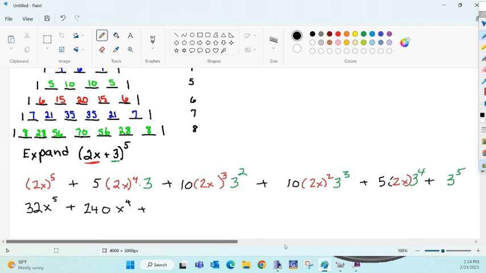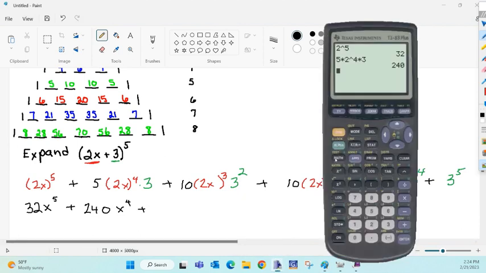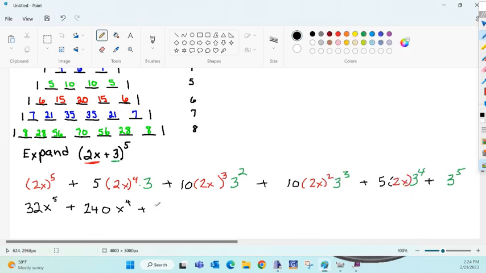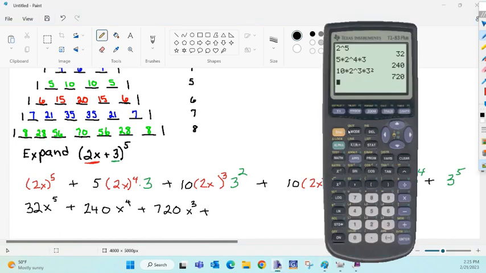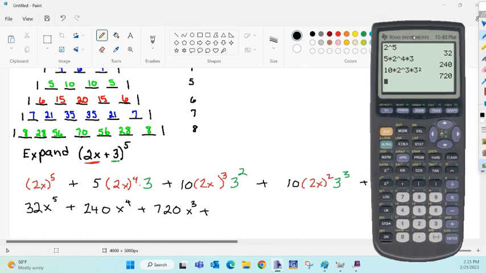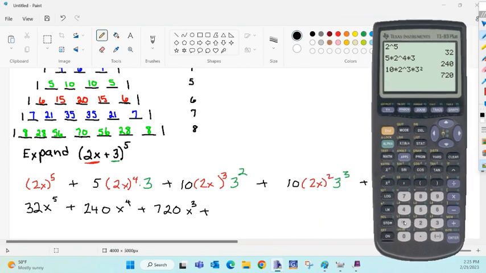Then we're going to have a plus, and we need to put in 10 times 2 to the 3rd times 3 squared. So we're seeing 720, yep. 720x to the 3rd. Takes some time, but you can see that it's not difficult, it's just knowing what to do. So if later on you need to know what to do, you can look back at this, you can watch the video even, people online.